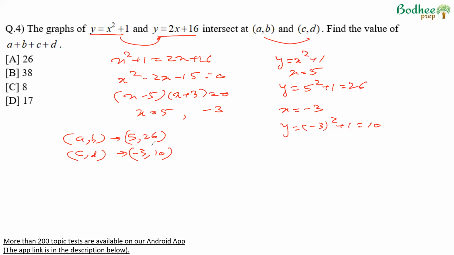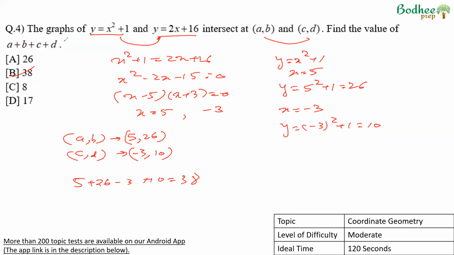Find the value of a + b + c + d. 5 + 26 is 31, minus 3 is 28, plus 10. The sum a + b + c + d comes out to 38, option D. Moderate for the simple reason that, again, conceptually, all we are doing is solving two sets of equations. Moderate because there is some amount of calculation involved.